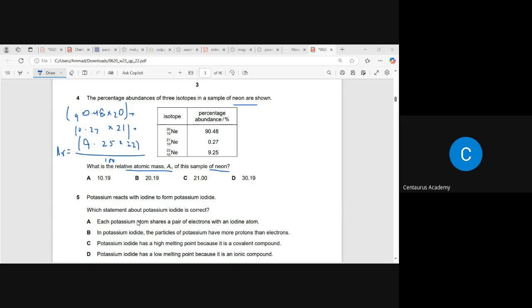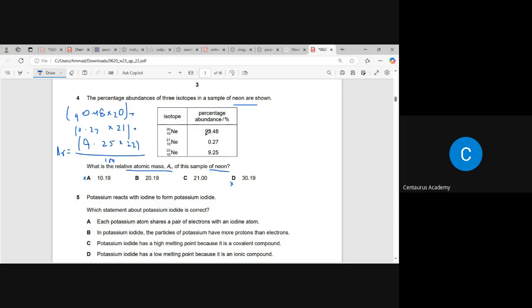So you already know that options A and D have to be eliminated. They cannot at all be your correct answer choice. Why? Because you know that the isotopic abundances, if you average them out, are going to come nearer to 20. This means that A, which is 10, and D, which is 30.19, are completely incorrect.